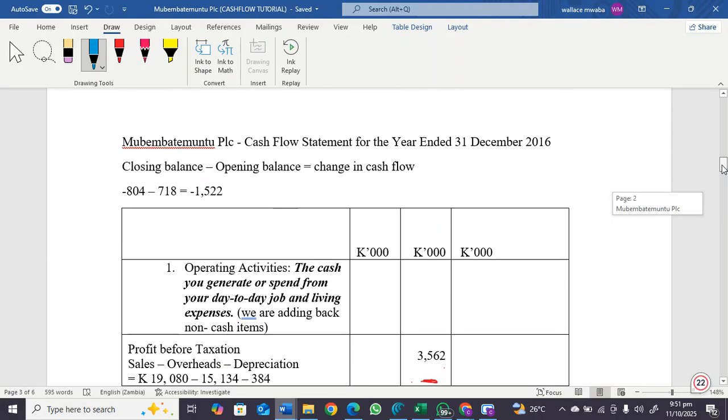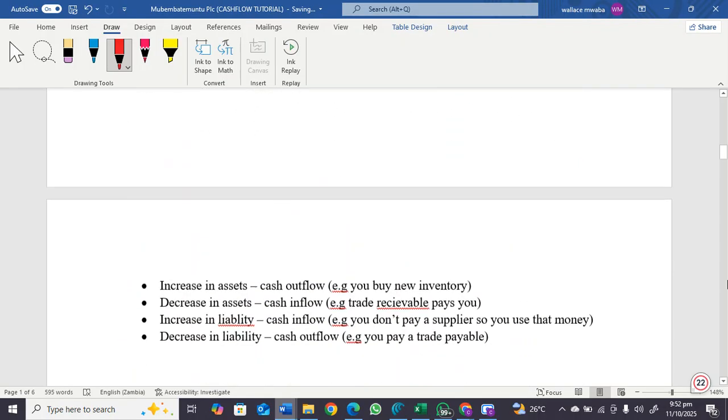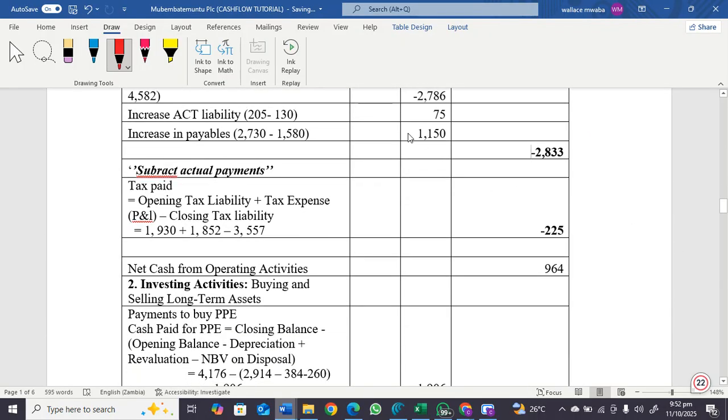The other liability we have here is this one on proposed dividends. This is also money that has to be paid. So we can see in 2015 it was 130. These dividends had to be paid. Now it's grown to 205. So another increase in our current liability. So you say 205 minus 130, you get 75.